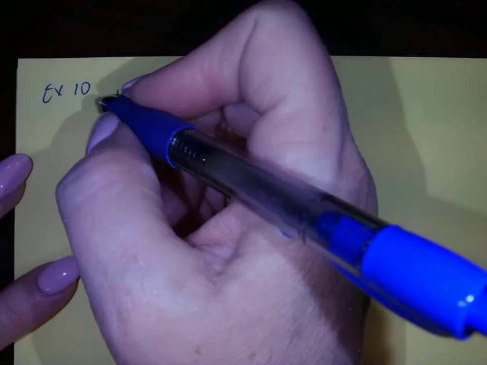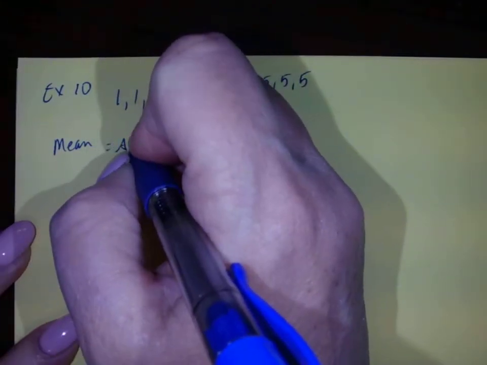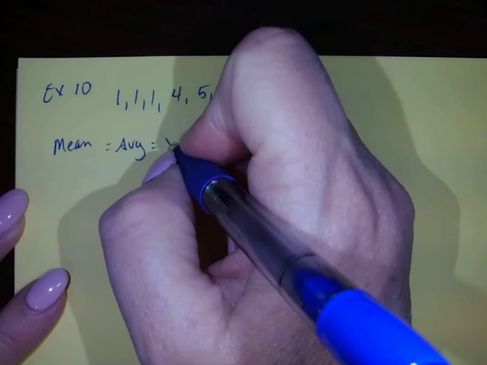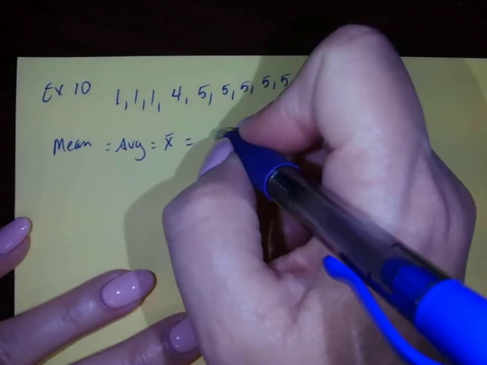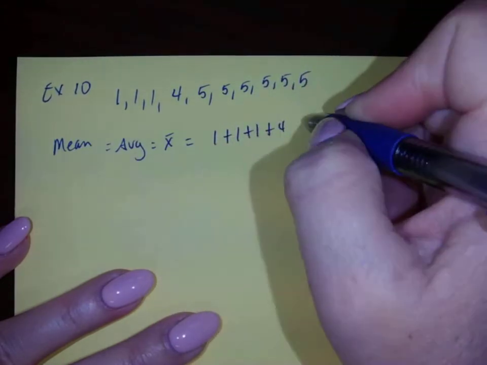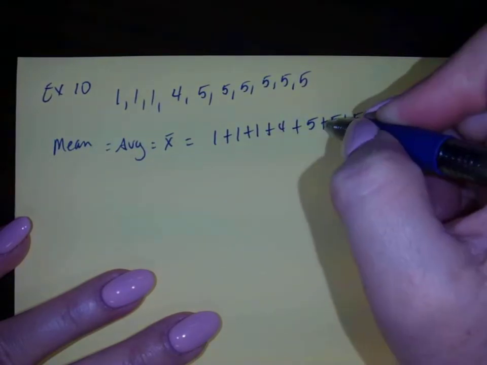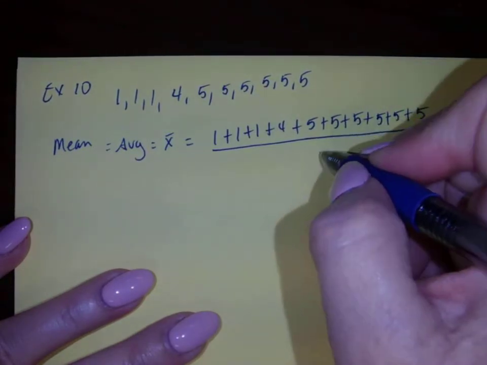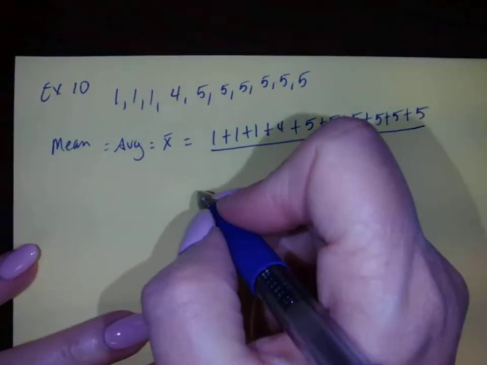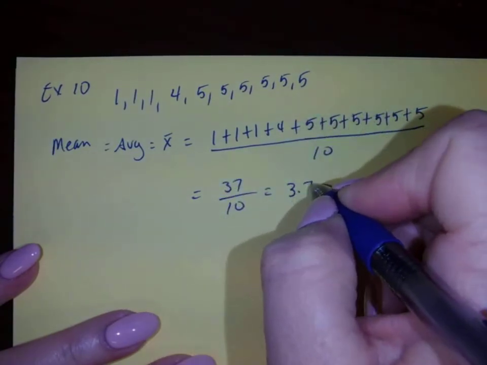All right, so the first thing I want to find is the mean. Now the mean is the average. So if we're looking for the average, and it'll also be known as x bar in most cases of what we'll be doing, we're going to take 1 plus 1 plus 1 plus 4 plus 5, 5, 5, 5, 1, 2, 3, 4, 5, and 6. And we've already counted that there's 10 of those. When I add that all together, I will get 37 divided by 10 will get me 3.7.